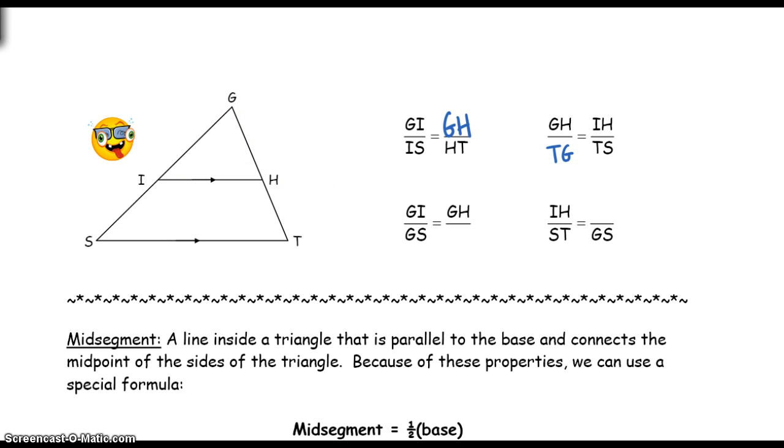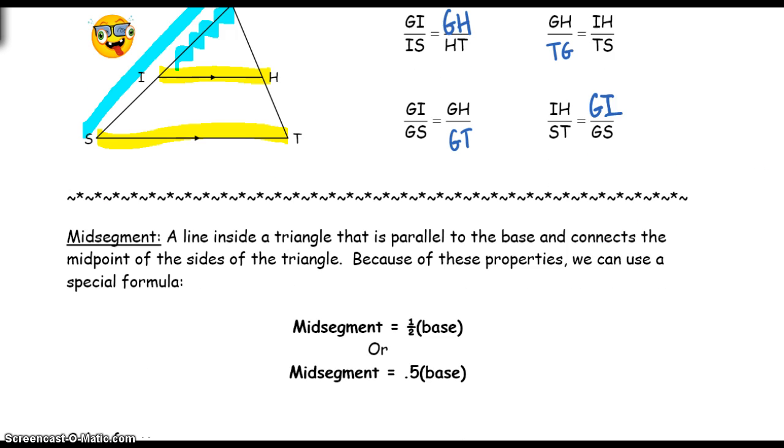All right, let's go on to the next one. GI over GS equals GH over what? We'll try to match it up with the left-hand side of the picture, and you'll get GT. Erase those. IH over ST equals what over GS? This one can be tricky, but you need to view it as big triangle, little triangle. So we have the side and the base of the big triangle, so we need the side and the base of the small triangle. So we're going to want to use GI in this problem, like that.